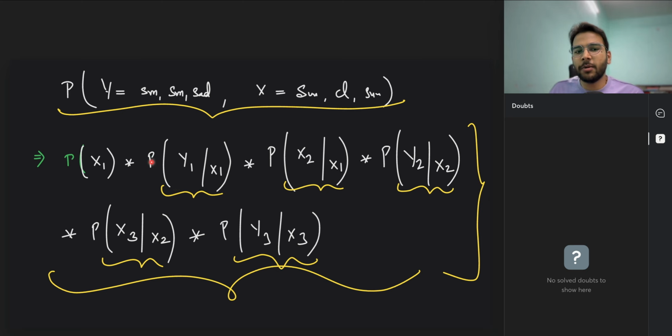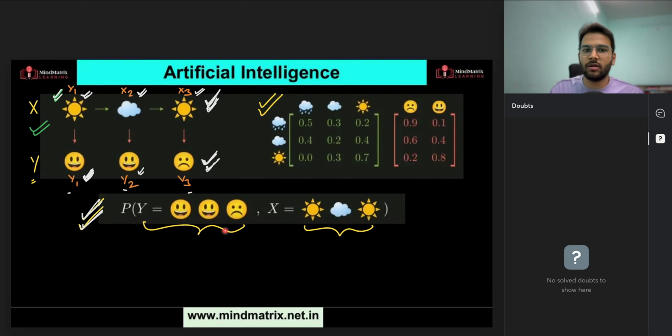So if I ask you, what is the probability of y1 given x1? That means, what is the probability that the mood is happy given that it is sunny? So mood is happy given that it is sunny. Without probabilities, how can you write it? You need conditional probability. That is the problem statement, and it is already given to you. I hope it is clear.